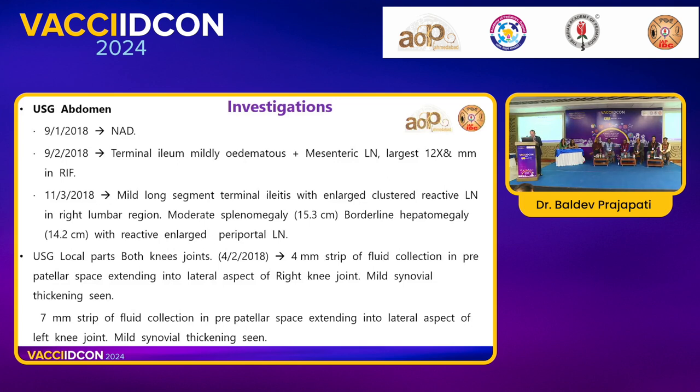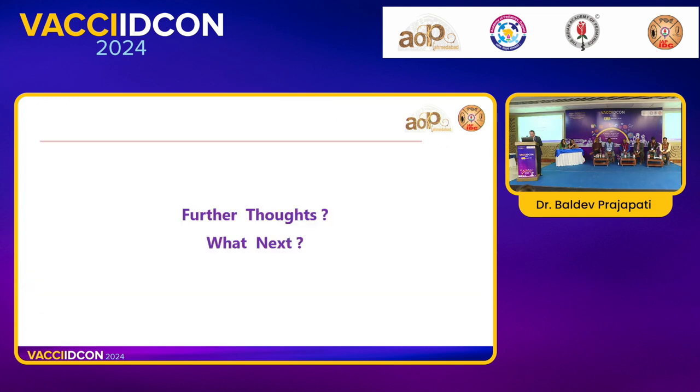USG local parts, knees: 4 centimeter strip of fluid collection in pre-patellar space, extending into lateral aspect of right knee, mild synovial thickening was seen. 7 millimeter strip of fluid collection in pre-patellar space, extending into lateral aspect of left knee, mild synovial thickening was seen. And I think many more information is with you, sir.